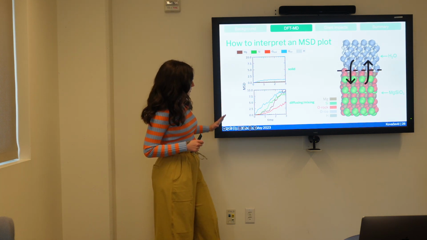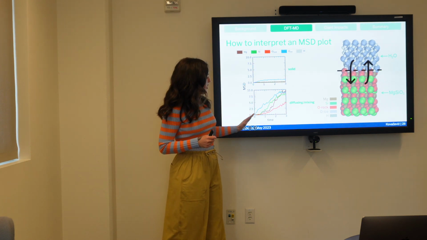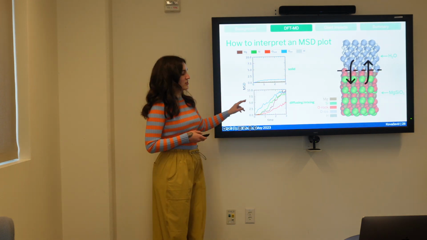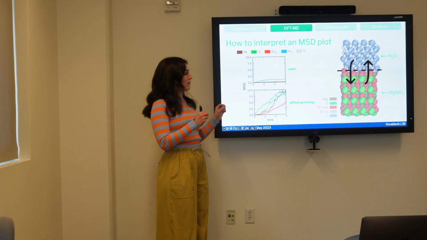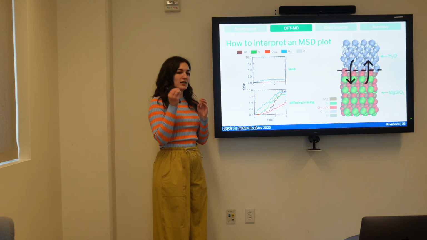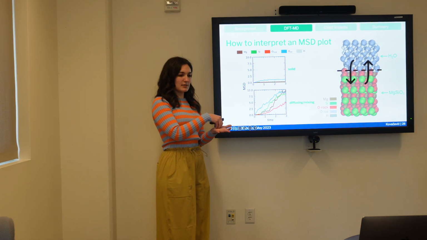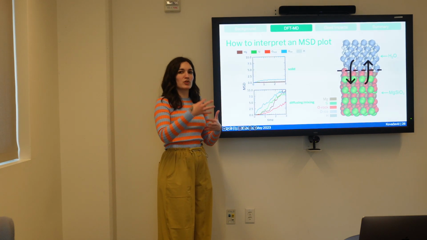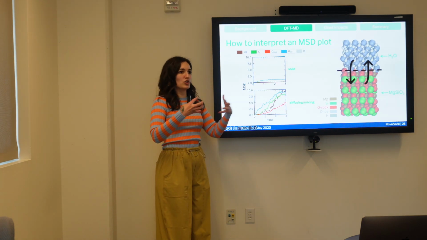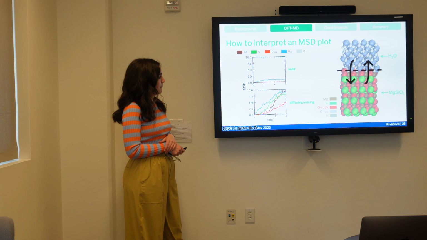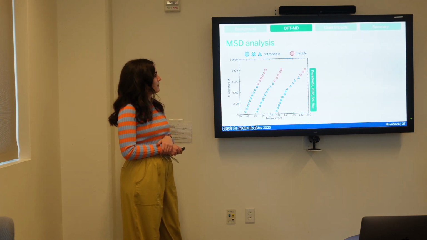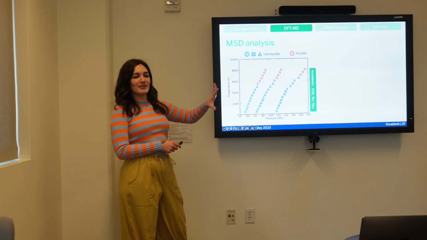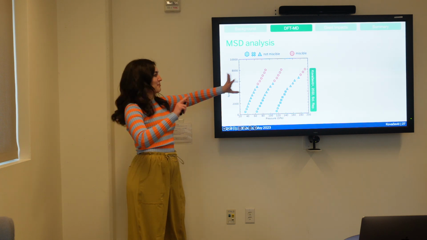If the MSD is increasing over time, that indicates diffusing and then mixing, with the caveat that we're looking in the z direction. So it's not a for-sure sign that it's mixing, but it can help us, when we're doing the radial distribution functions, know where to look and which simulations to investigate.